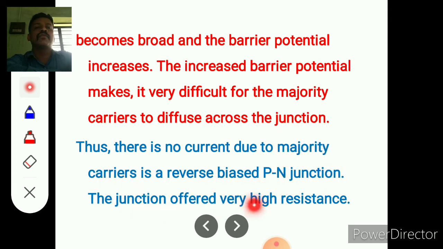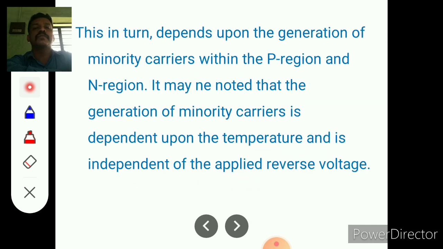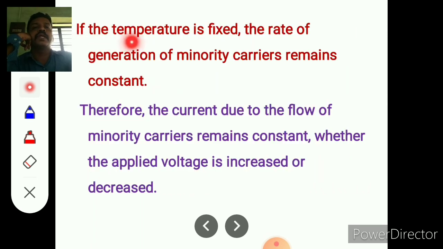The junction offers very high resistance, but the barrier potential helps the minority carriers to cross the junction. Hence, a small amount of current flows through the reverse biased PN junction due to the minority carriers. The amount of this current depends upon the number of minority carriers diffusing across the PN junction, which in turn depends upon the generation of minority carriers within the P region and N region. It may be noted that the generation of minority carriers is dependent upon the temperature and is independent of the applied reverse voltage. If the temperature is fixed, the rate of generation of minority carriers remains constant.